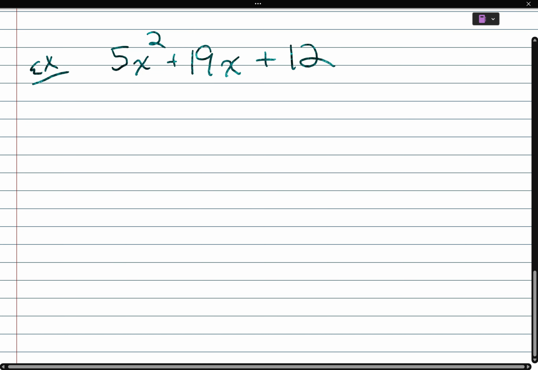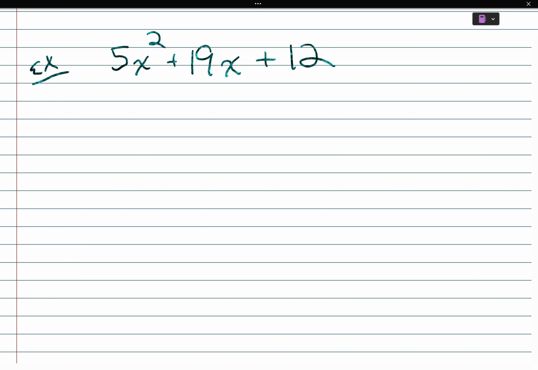In this next problem, we have 5x squared plus 19x plus 12. The leading coefficient is a 5. It is not a 1. So I'm going to perform this AC slash grouping method. So I'm going to need to multiply the A value, which is the 5, and the C, which is the 12. Positive 5 times positive 12. That gets me a 60.